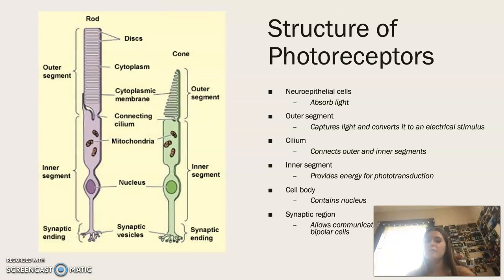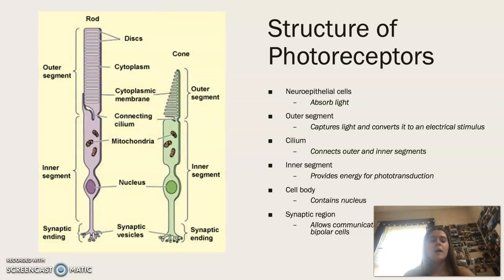We also have the cilium, and what this basically does is connect the outer and inner segments, allow this electrical impulse to transfer from the outer to the inner segment, and hold these two segments together. And then the inner segment provides energy for phototransduction. So this is where we see things such as mitochondria, which provide this energy, as well as other organelles that can help out with this.